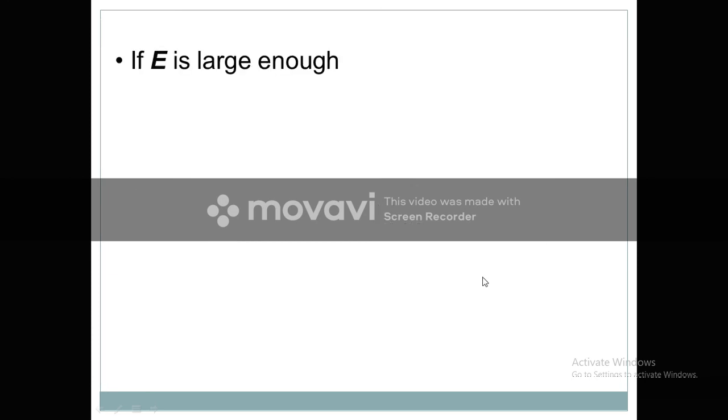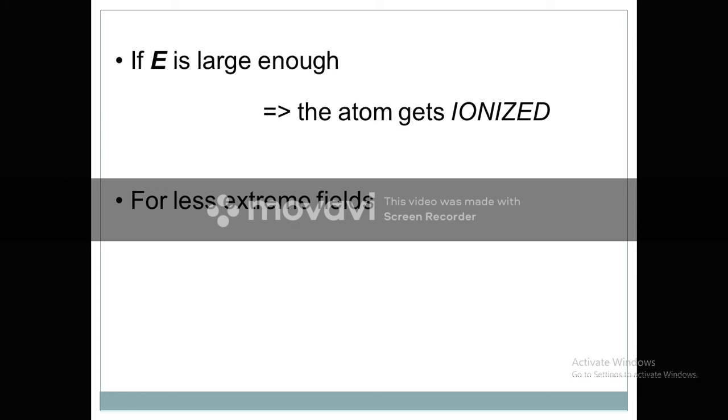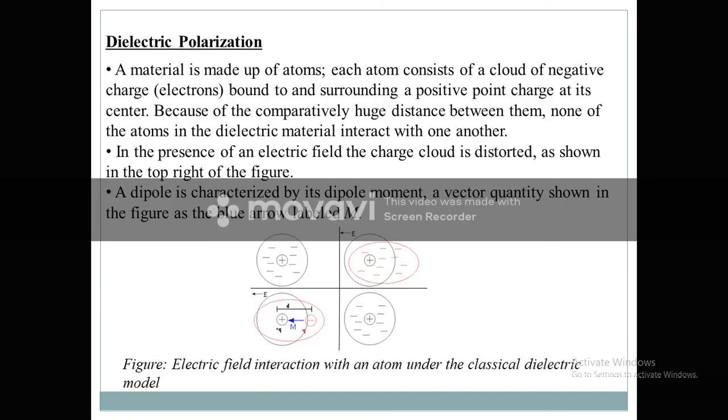If the electric field intensity is large enough, then the atom gets ionized. But for less extreme fields, meaning the electric field is not large enough, what would happen? The atom gets polarized, not ionized. So what is dielectric polarization? It is the process of this movement and alignment of the dipoles. This is called dielectric polarization.